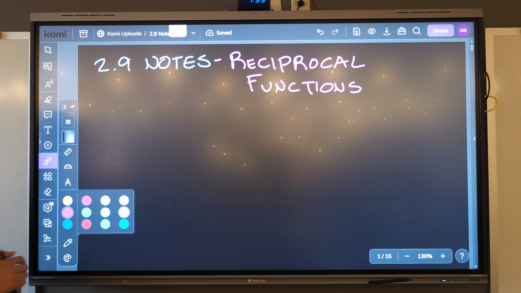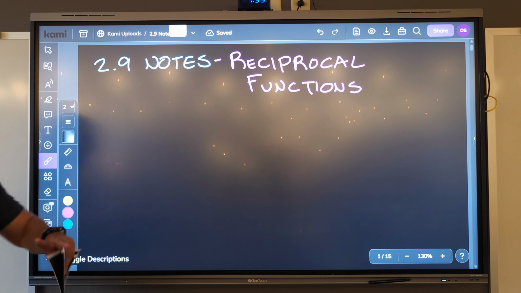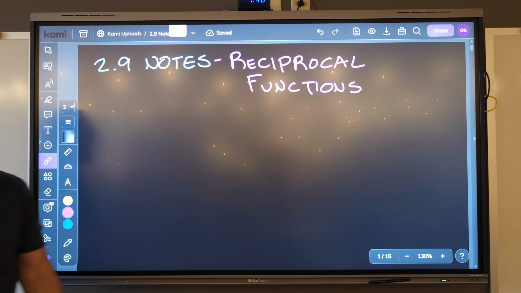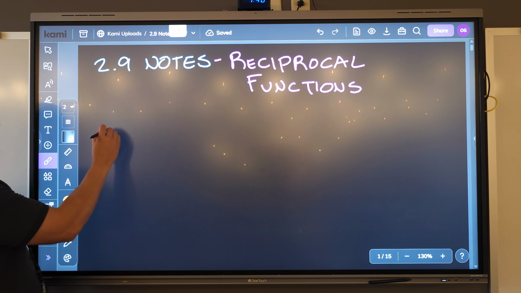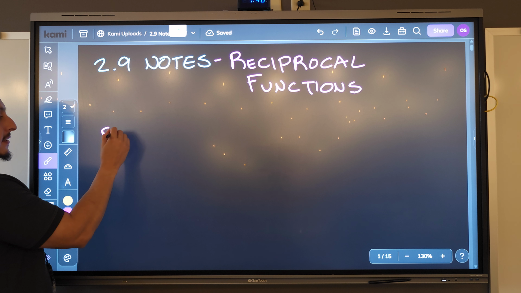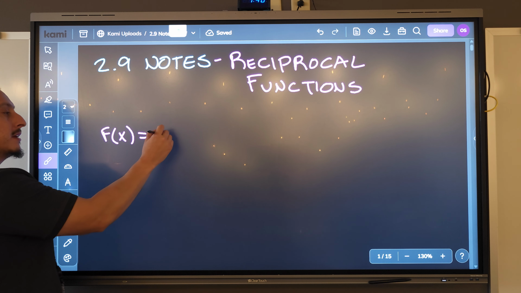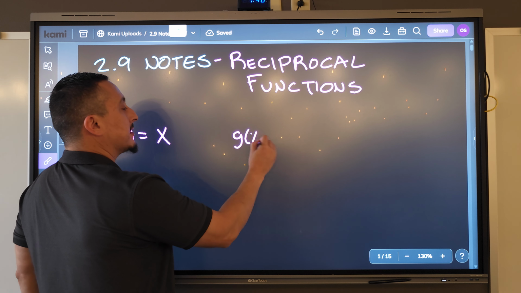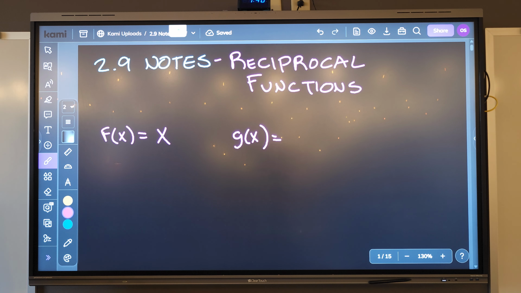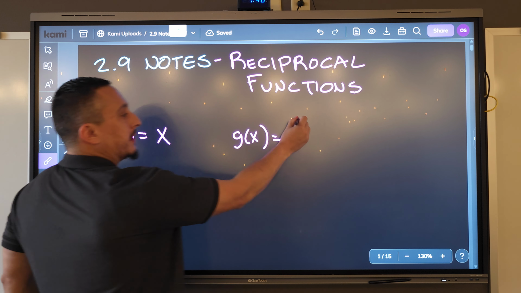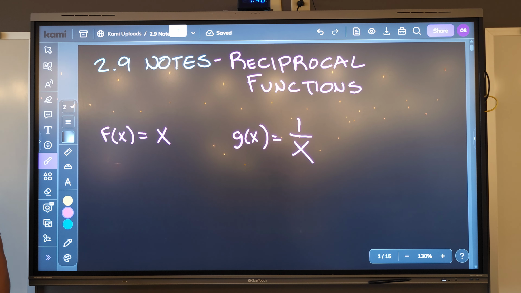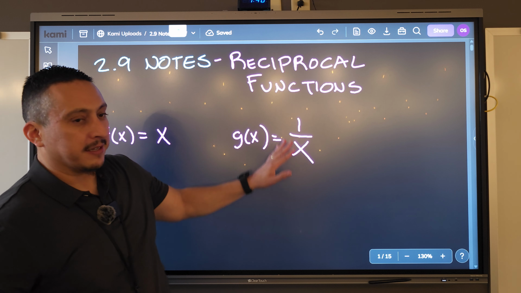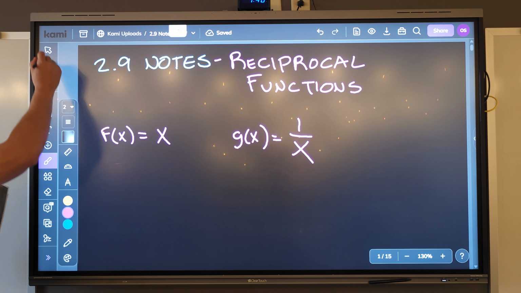Reciprocal, if you remember back from middle school, is when you flip something, right? So the reason we call it reciprocal is because if we had f of x equals x, and we did the reciprocal function of that, then g of x would be, if we flip x, which is really x over 1, 1 over x. That's what we mean by reciprocal functions. Just a fancy word for a fraction. We're going to do a fraction function.